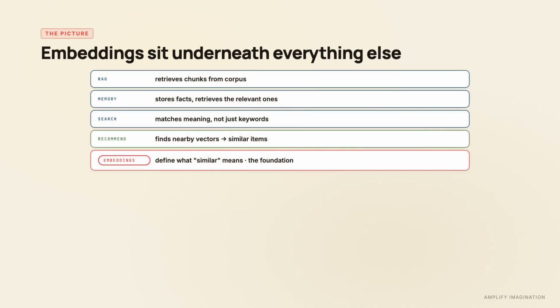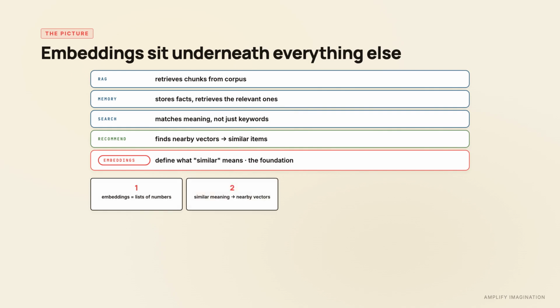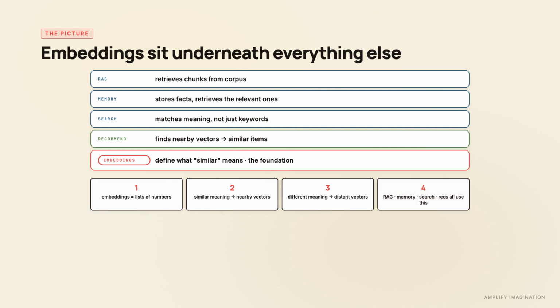So here's the picture. The model generates. The corpus stores text. RAG retrieves chunks. Memory stores facts. Agents loop through actions. And under all of it, embeddings define what similar means by turning meaning into position in space. To recap, embeddings are lists of numbers that represent meaning. Similar meanings produce nearby vectors. Different meanings produce distant vectors. RAG, memory, search, recommendations all use the same vector comparison trick.